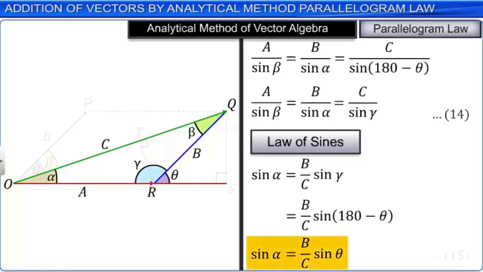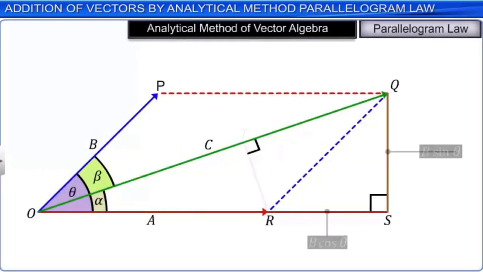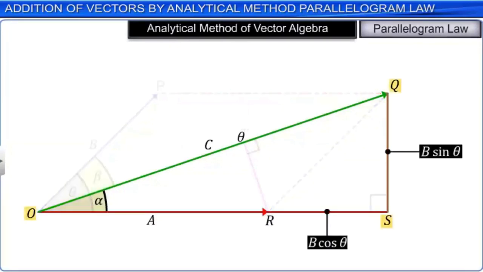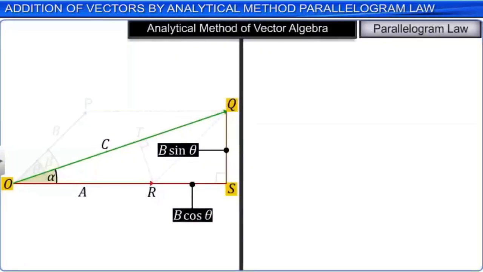So gamma can be written as 180 minus theta, or sine alpha is equal to B by C sine theta, what we have over here, which has been taken as the 15th equation, right? So this 15th equation is going to give us the relation between the angle subtended between the two vectors and the angle which is made with the x-axis over here.